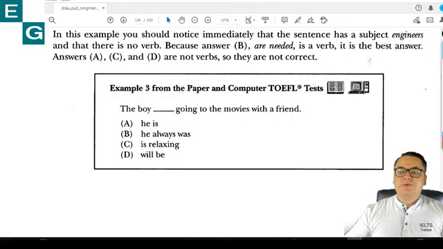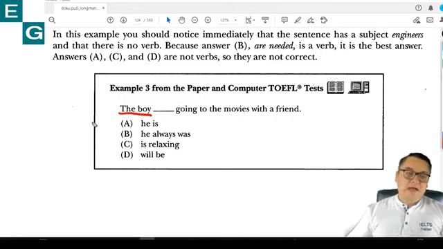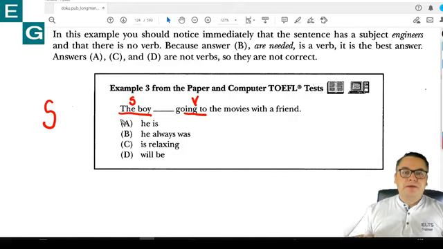It has to do with the boy. It means I already have my subject, and going to is part of my verb. So I need to find an expression that can fit better in there. He is a subject and a verb, and I already have a subject. So this is not my choice. He always was. He is another subject. Was going to the movies with a friend.